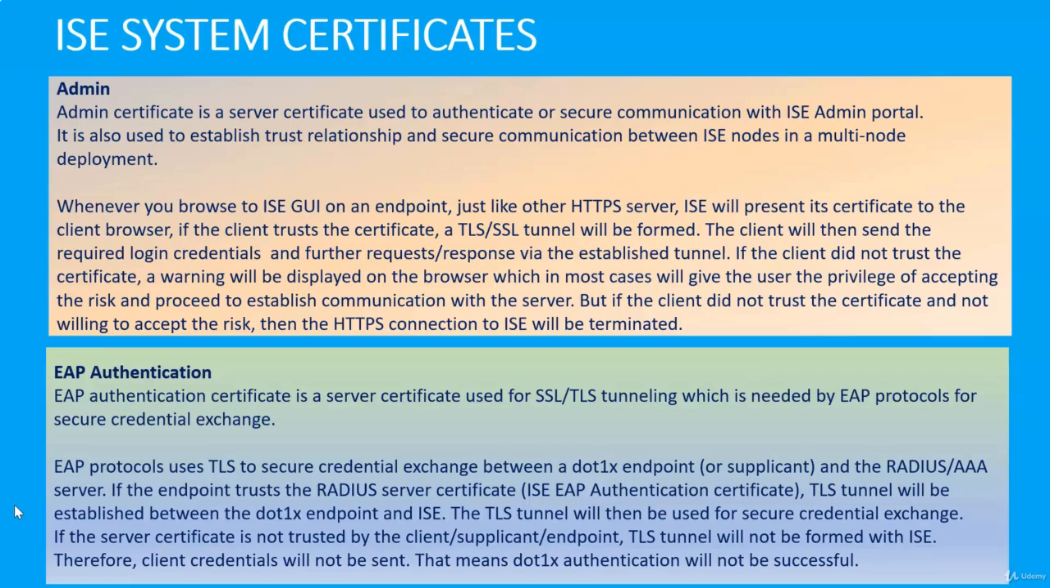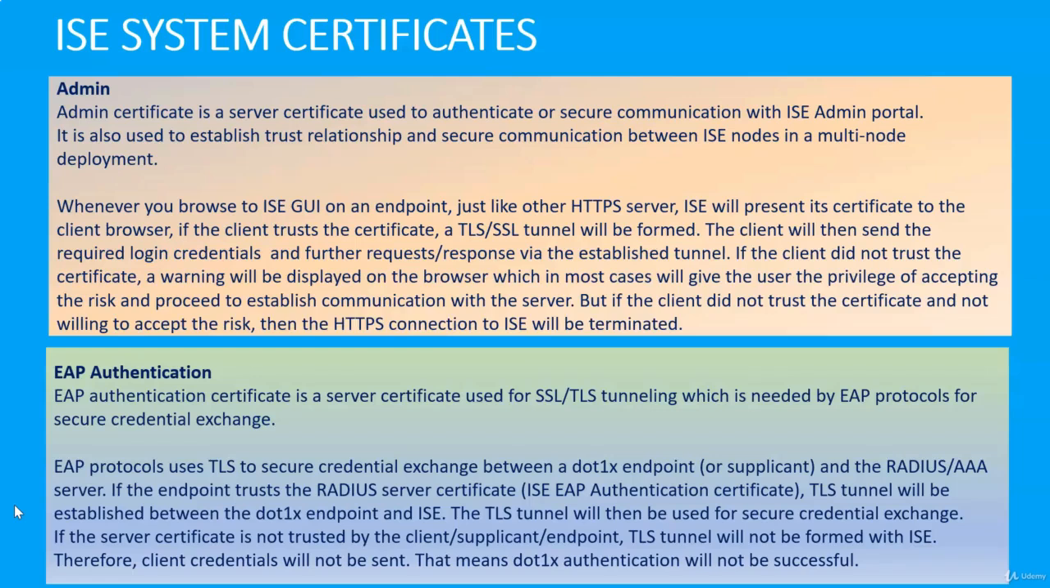If the client did not trust the certificate, a warning will be displayed on the browser, which in most cases will give the user the privilege of accepting the risk and proceed to establish secure communication with the server using the untrusted certificate. But if the client did not trust the certificate and is not willing to accept the risk, then the HTTPS connection to ISE will be terminated.